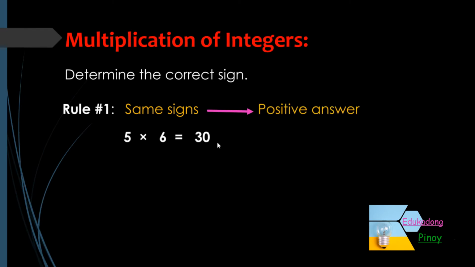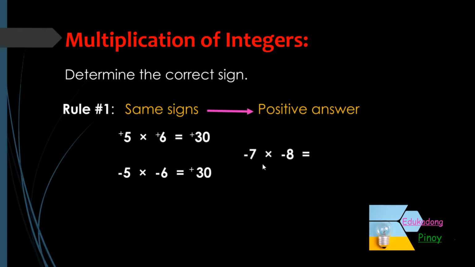So 5 times 6 is equal to 30. 5 here is a positive number. 6 is a positive number. And 30 is also a positive number. Paano naman kung negative? So if it's negative 5 times negative 6, since pareho pa rin yung signs nila, ang sagot pa rin natin ay positive. So we have positive 30.